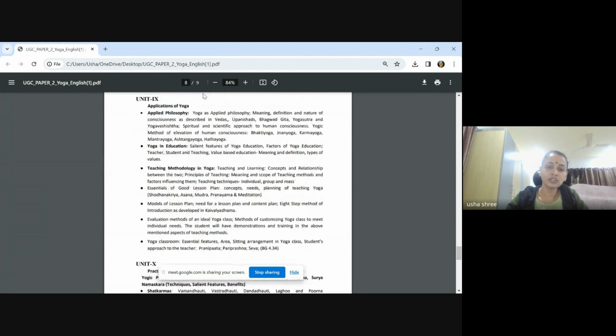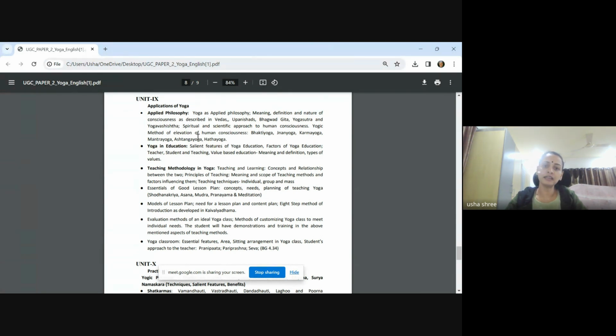And coming to the 9th unit, we have applications of yoga. Here we have applied yoga. Again, from different texts, you will have to understand it and apply the concepts here. Yoga is applied philosophy, meaning, definitions, and nature of consciousness as described in the Vedas, Upanishads, Bhagavad Gita, Yoga Sutras, and Yoga Vashishta. Spiritual and scientific approach to human consciousness.